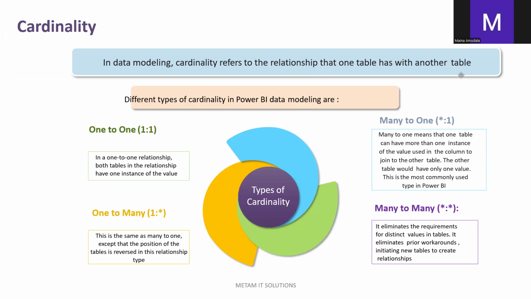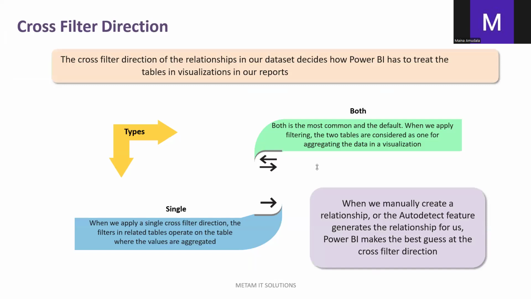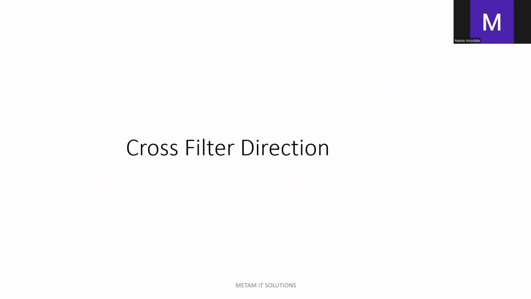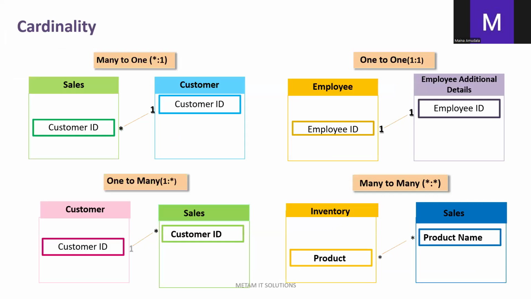One to one, many to one, one to many, and many to many. These are the four different types of cardinalities. Here is an example of how one to many, one to one, many to one, and many to many will be formed.